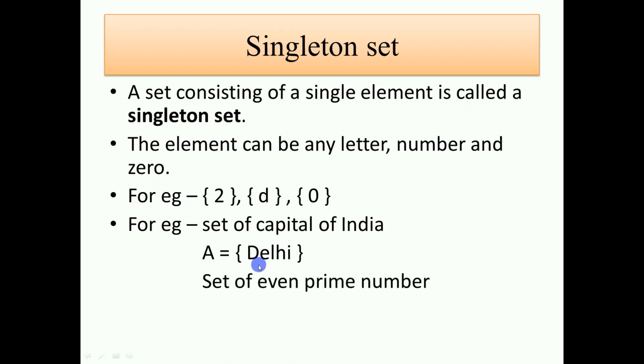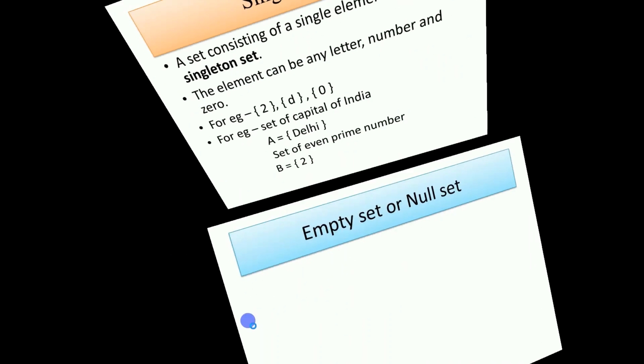Or there is one more example here, the set of even prime numbers. For this you have to consider a number which is both even and prime. There is only one number which is even and prime, which is nothing but 2. So here also in this set there is only one element present, and this can be considered as a singleton set.